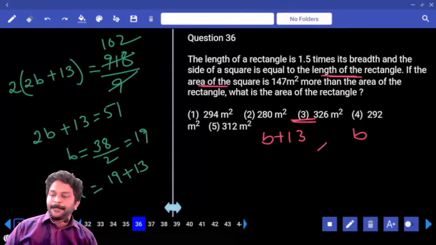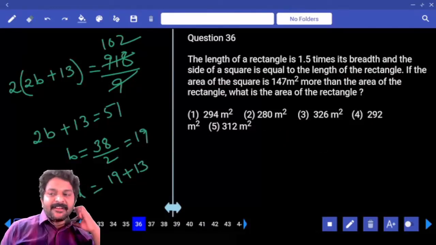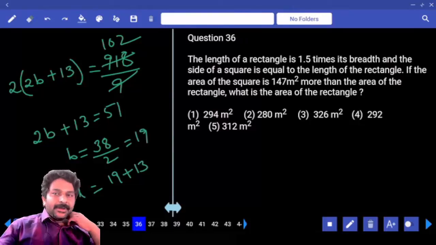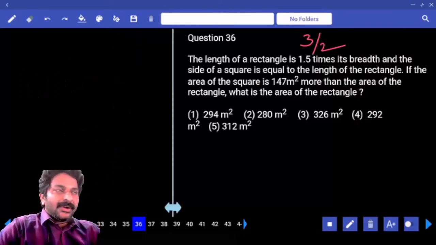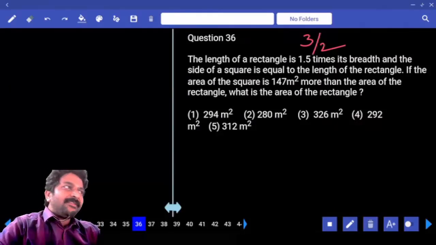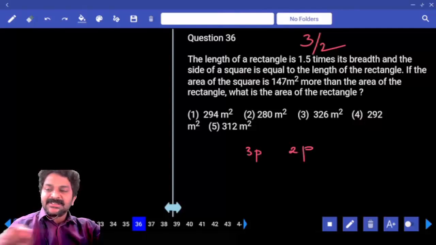Next. The length of a rectangle is 1.5 times the breadth. Already I told you, 1.5 means 3 by 2. So what is the denominator? We'll start with 2 parts only. So breadth is 2 parts. Then length becomes 3 parts.